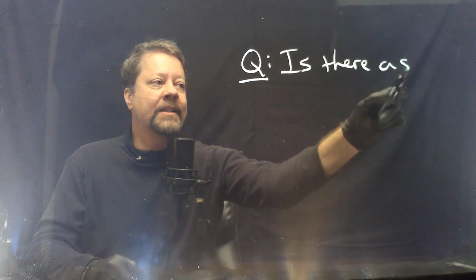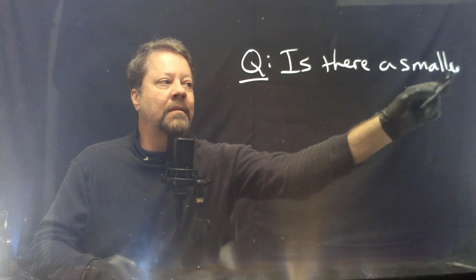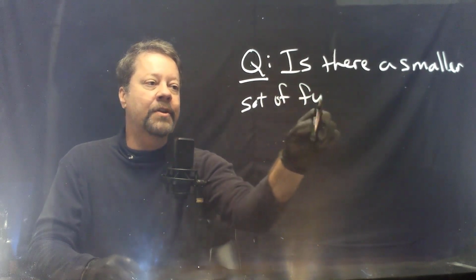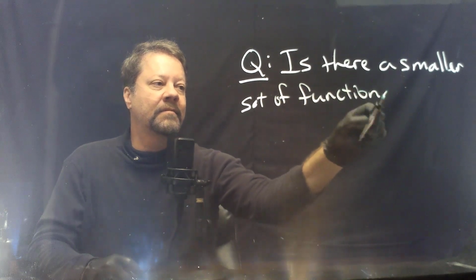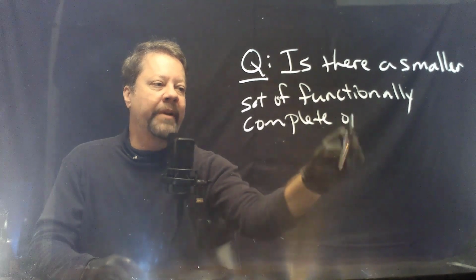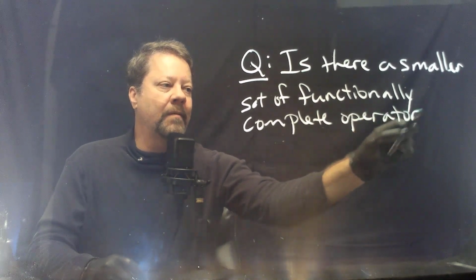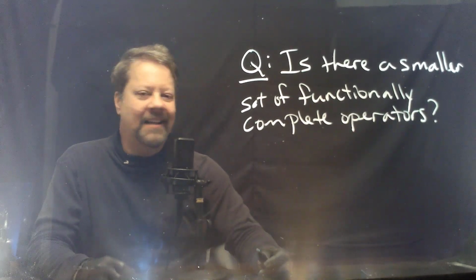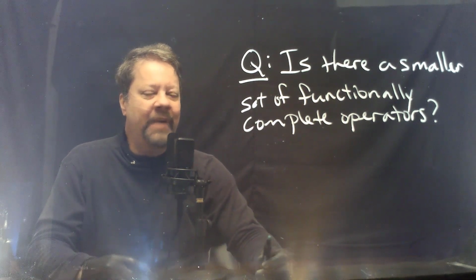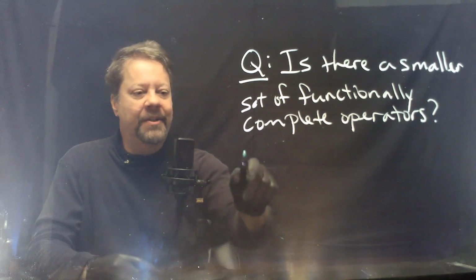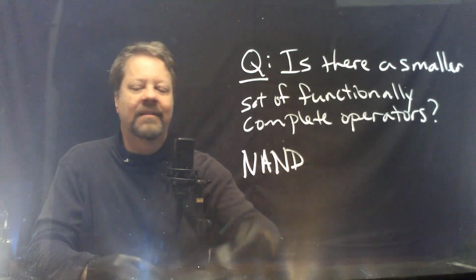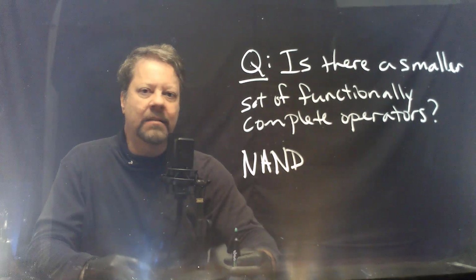Is there a smaller set of functionally complete operators? And the answer is yes, or else I wouldn't have raised this issue. But we have to introduce a new operation, NAND. Think of this as not and.